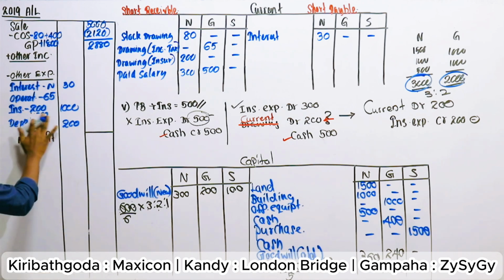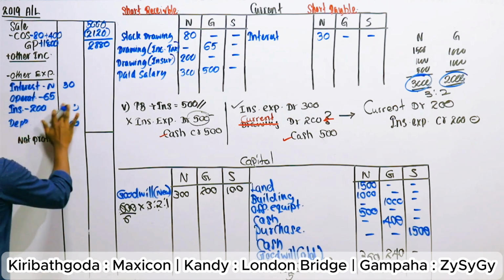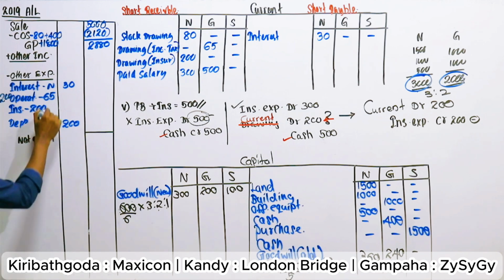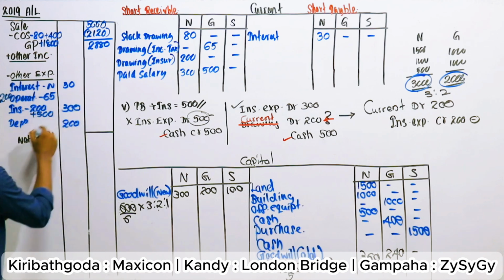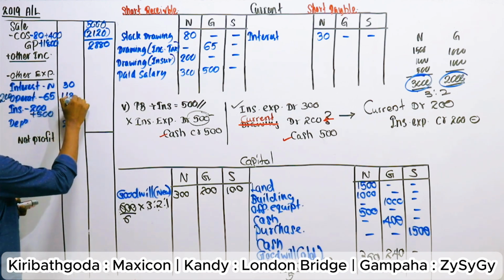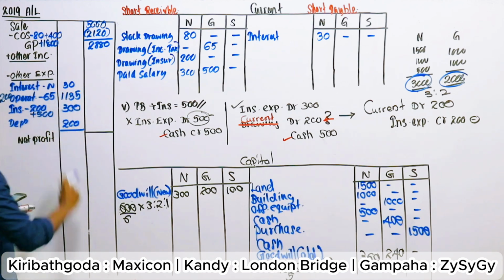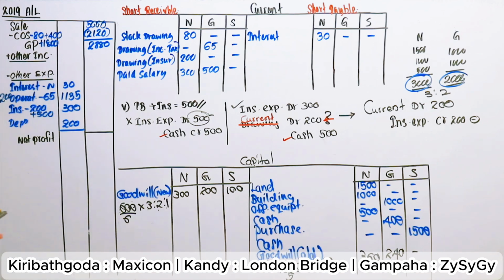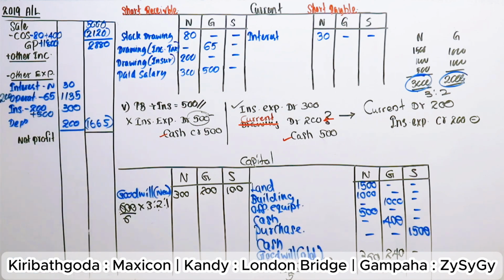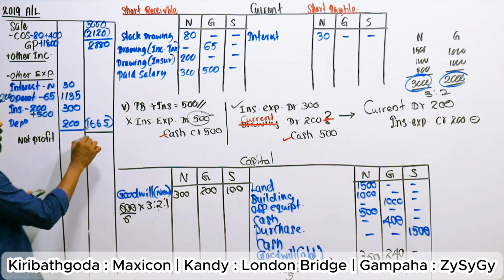Sorry, this is now insurance, right? Oh no, this is insurance. Operating expenses 1200. How much is the insurance? Insurance is 500. Therefore, adjusted insurance should be 300. Operating expenses 1200 minus 65: how much operating expenses? 1135. Tell me total expenses: 1665. Profit how much? 1215.